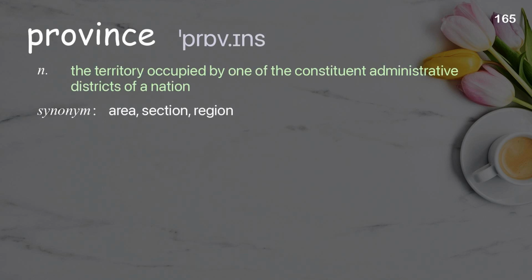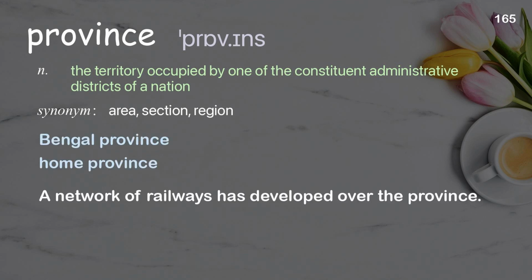Province. The territory occupied by one of the constituent administrative districts of a nation. Examples: Bengal Province. Home province. A network of railways has developed over the province.